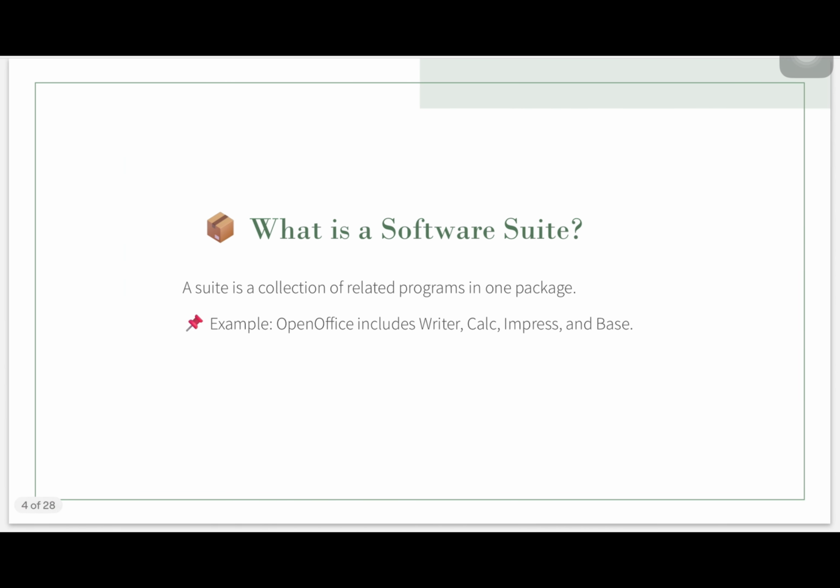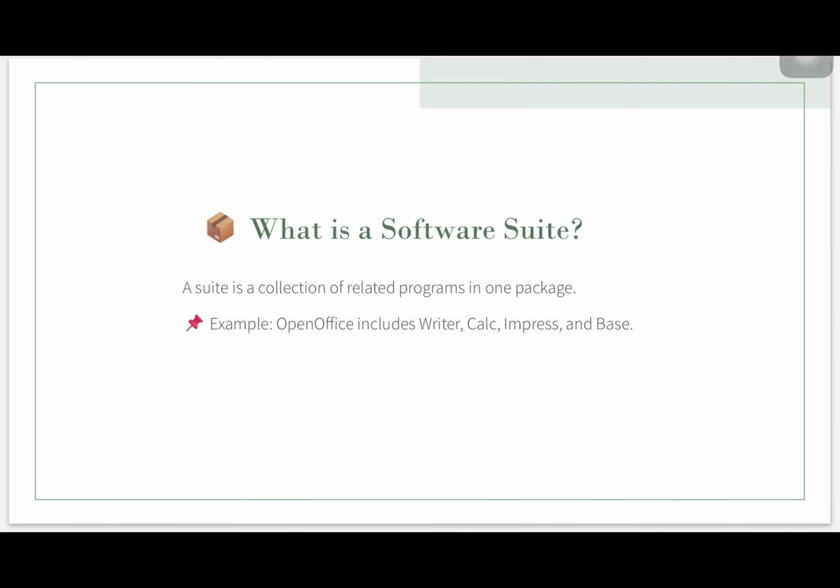So we will see more deeply in it. See here, what is a software suite? A suite is a collection of related programs in one package. As I told you, OpenOffice includes, basically these are mainly used applications, so only 4 are given. Otherwise it has 6 applications. First one is Writer, second one is Calc, third one is Impress, and this is Base. If few students are not familiar with, I will tell you. Writer means to write, and calculation means, for example, I told you just now, MS Excel or Google Sheet.